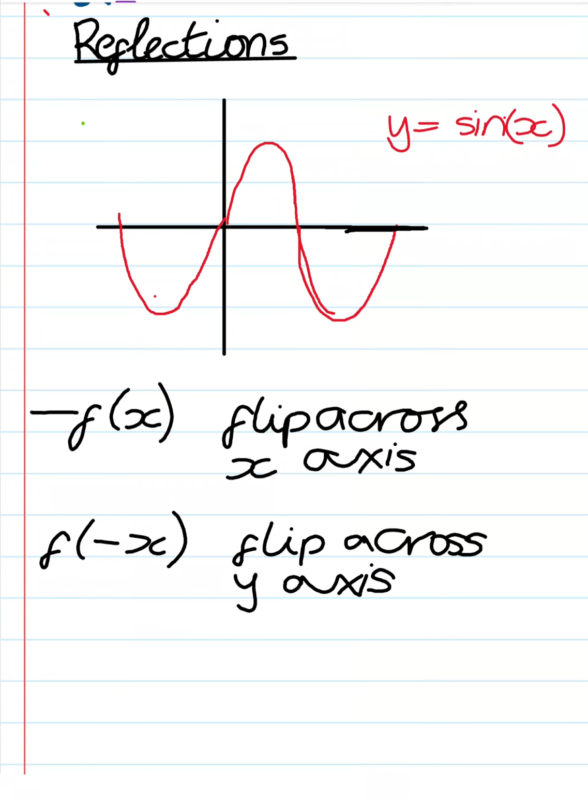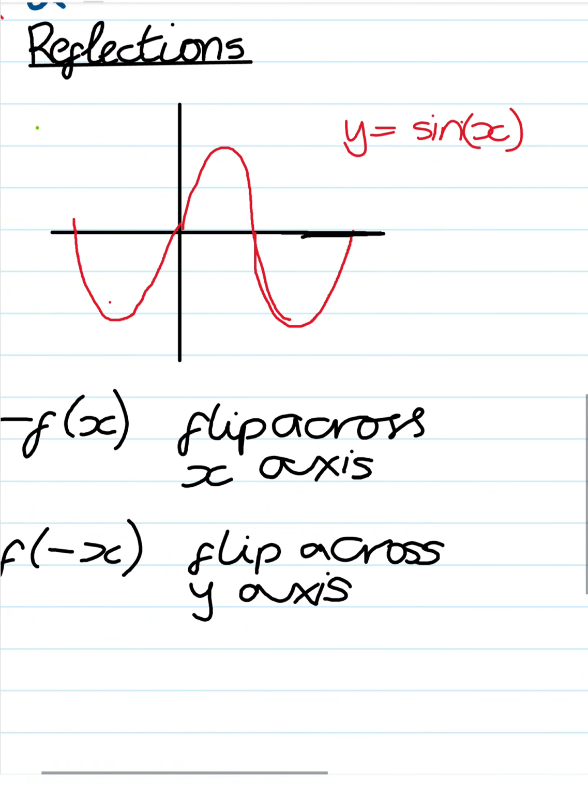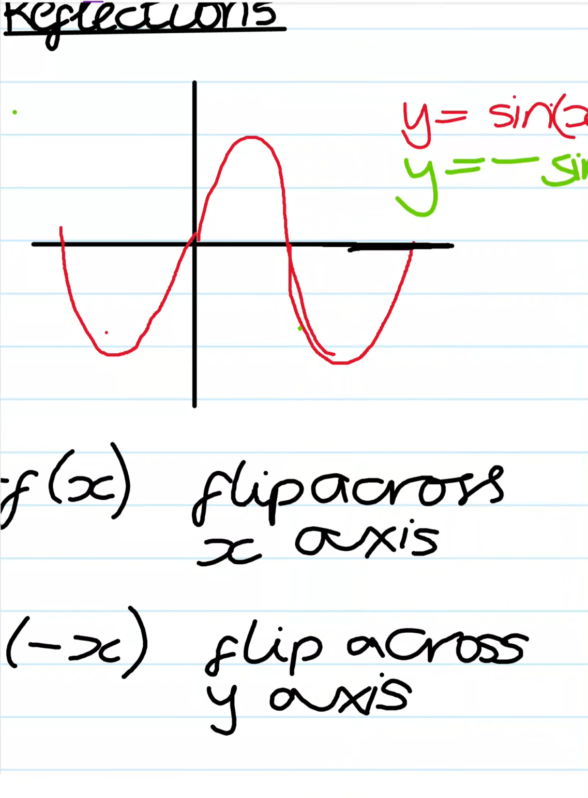For example, sticking with y equals sine x, if instead we had y equals minus sine x, then all of the y values that were once positive are now negative, and vice versa. This means our resulting graph looks something like this, because all of our y values have changed.